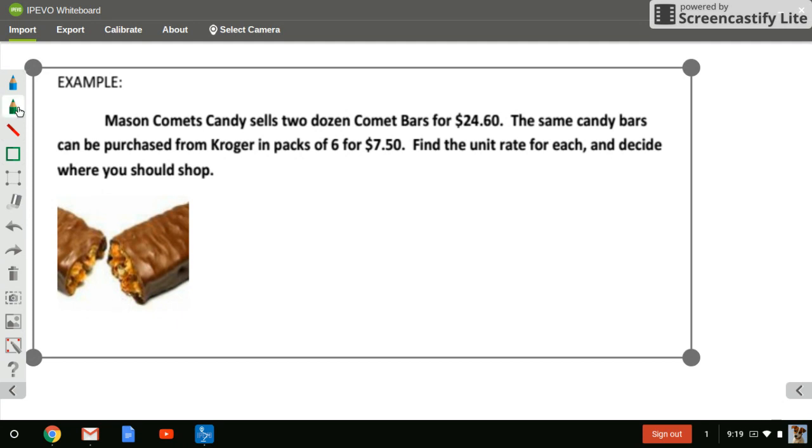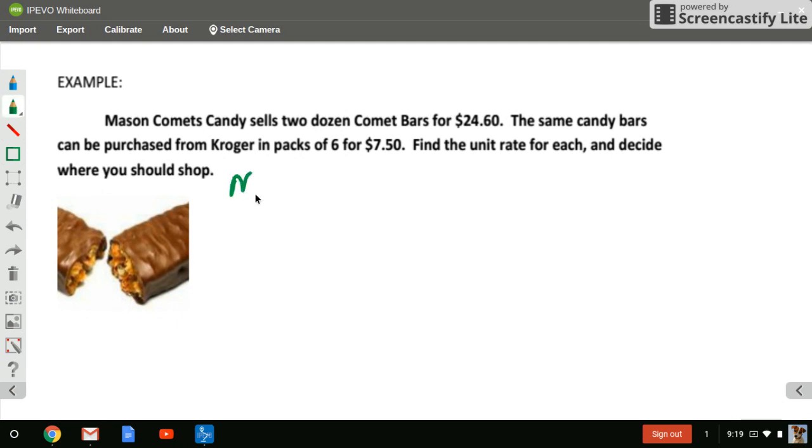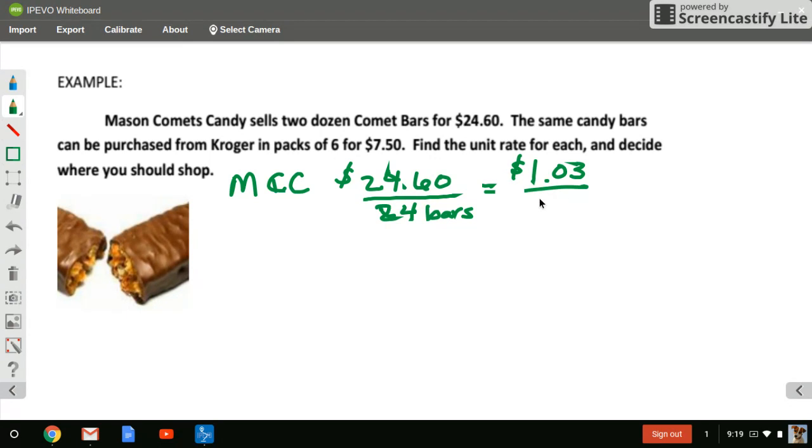So if we have MCC, or Mason Comets Candy, they charge $24.60 per 24 bars, again because 24 is in 2 dozen. If you simplify that out, you get $1.03 per 1 bar.